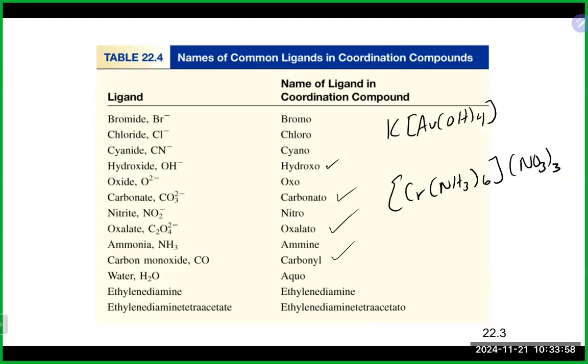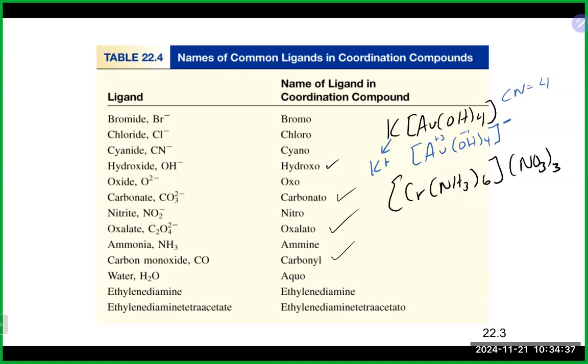We saw that this is our counter ion, which is K plus. And we saw earlier that our gold had a +3 oxidation state, and that led to a negative overall charge because of the -1 charge of the hydroxides. By the way, first off, the coordination number for this complex ion would be what? It would be 4 in this case, as hydroxide is monodentate, so there's 4 of them attaching to the metal through the oxygen.